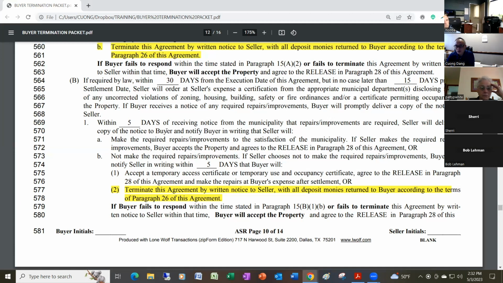Terminate this agreement by written notice to seller with all deposit monies returned to buyer. Okay. So years ago, in the city of Harrisburg, they made us do these city inspections. Remember that, Sherry? And that's part of that whole thing there.